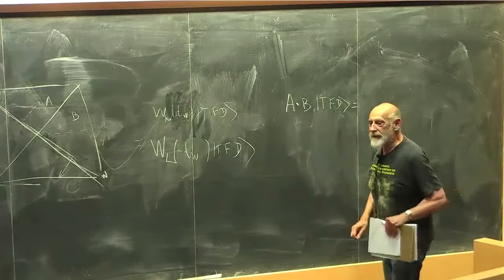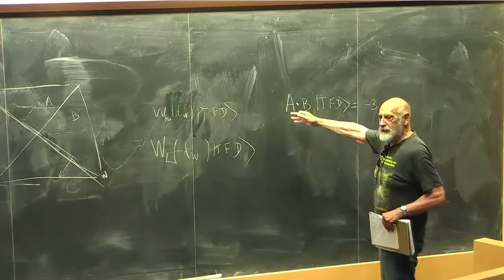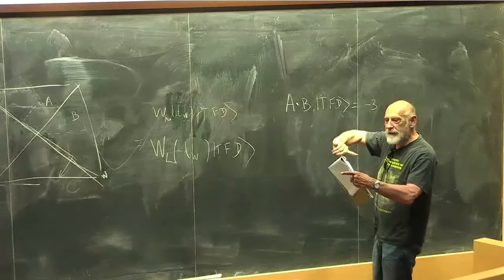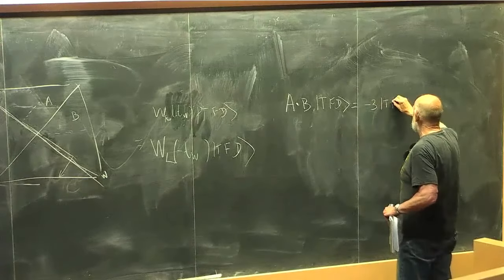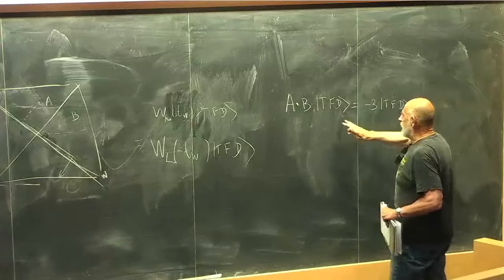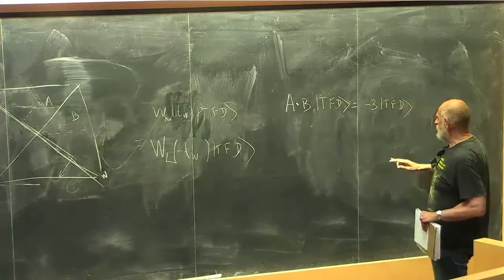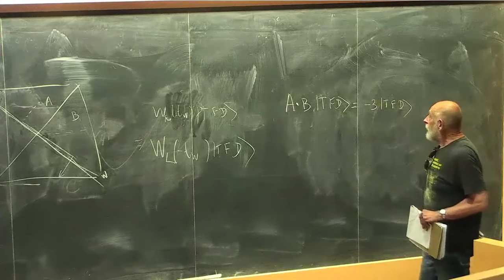-3. That's because it's a sigma X, sigma X, sigma Y, sigma Y, sigma Z, sigma Z. They're all anti-aligned. So you get -3 times the thermofield double. This is the definition for me now of being maximally entangled in the right state for a smooth horizon, that they're maximally entangled in this state.